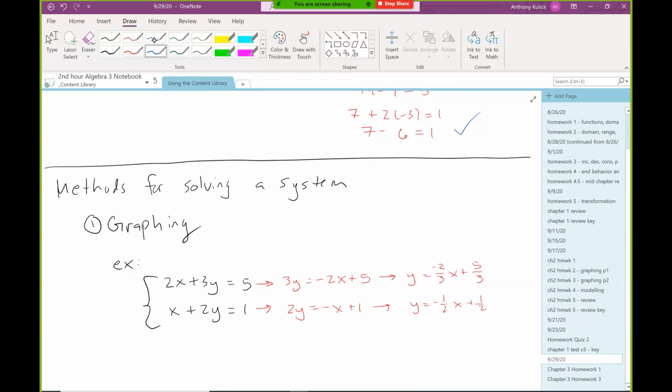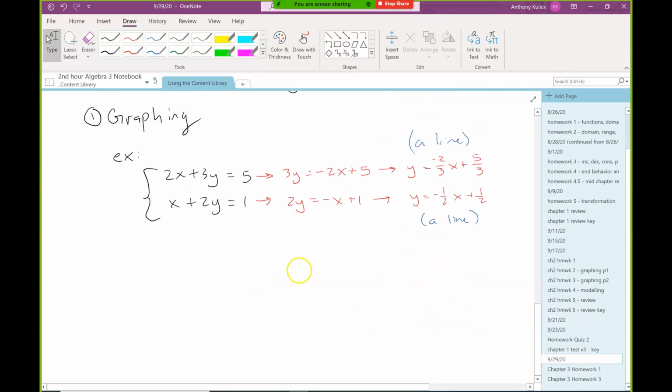Okay, so they're in slope-intercept form, right? What shape of graph does something in a slope-intercept form create? A straight line, right? So each of these is going to be a straight line. Okay. So we're just going to be looking for 2 lines.